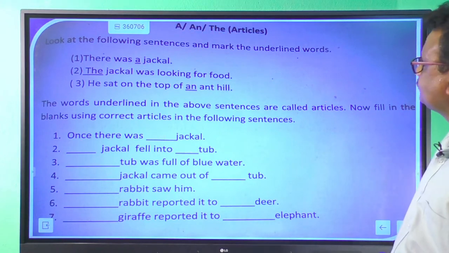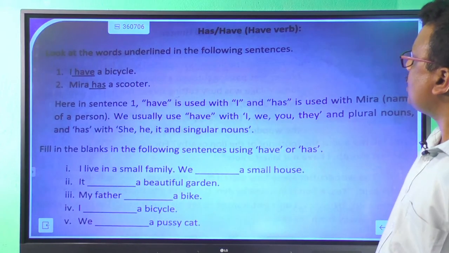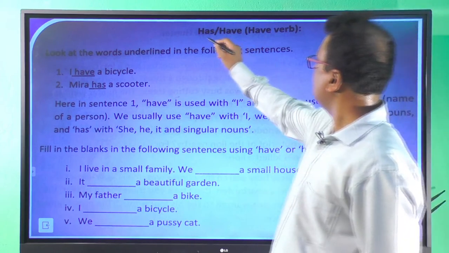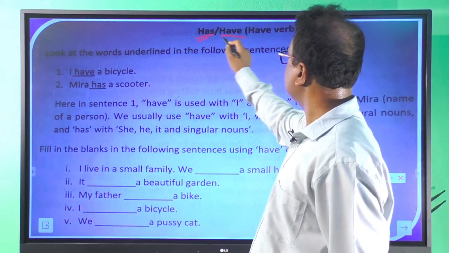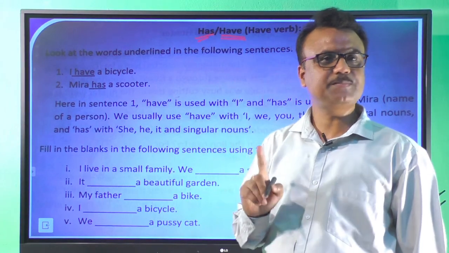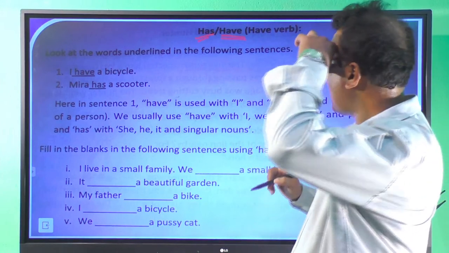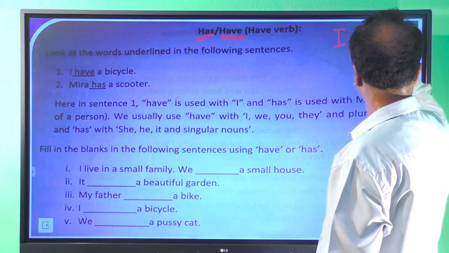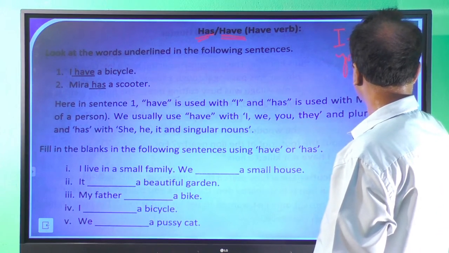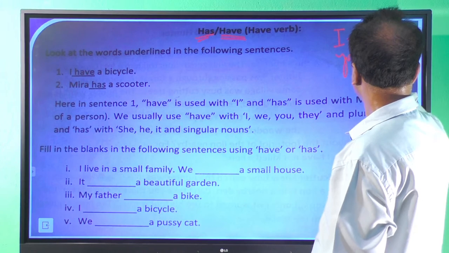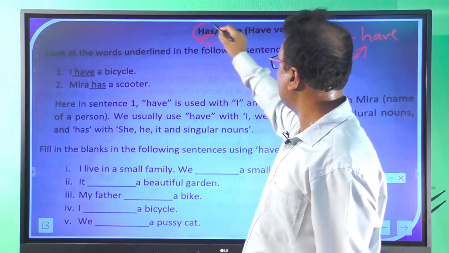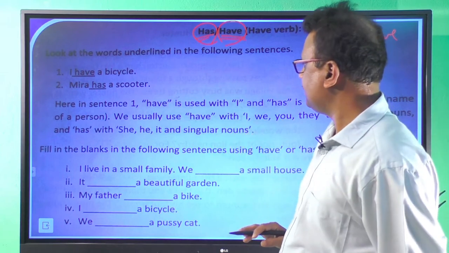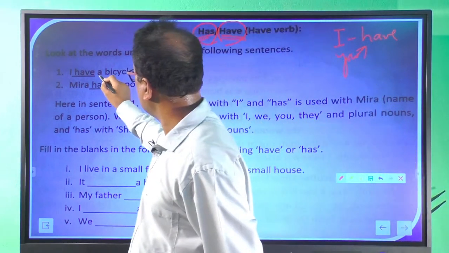Next, see the use of have and has. Has is singular, have is plural, except the exception is I only. I takes have. Okay, I have, you have. Otherwise all singulars take has and plurals take have. Remember this. Then we have to use a bicycle.